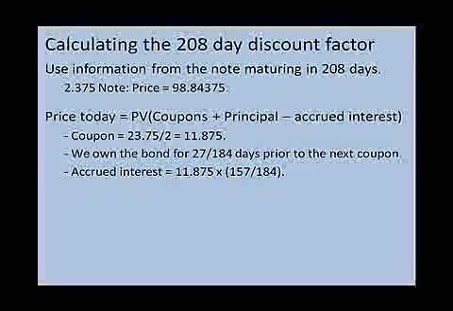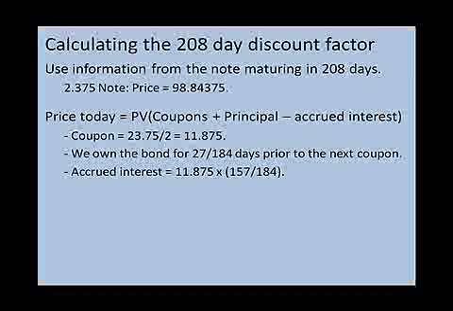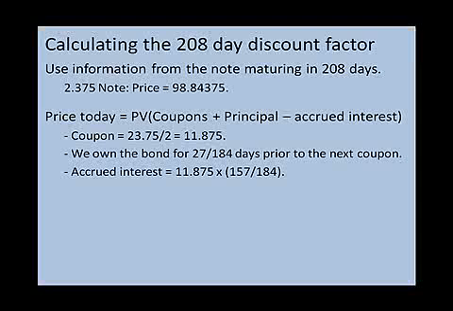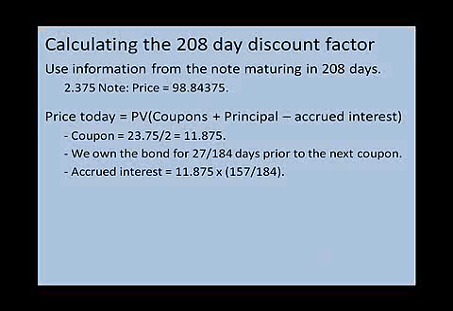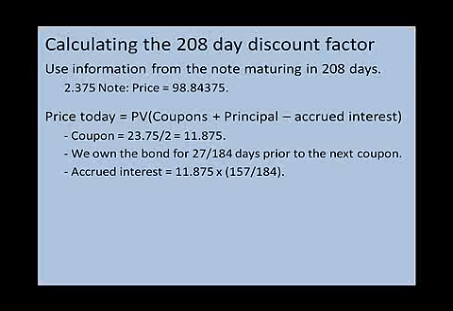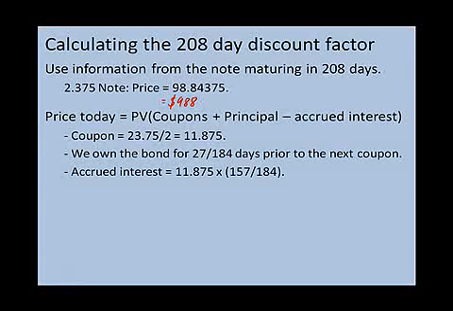Now let's try and calculate the 208-day discount factor. Again, we have a note for 208 days, and the price of that note is 98.84375 when we convert to decimals. In dollars, we're looking at a price of $988.4375.